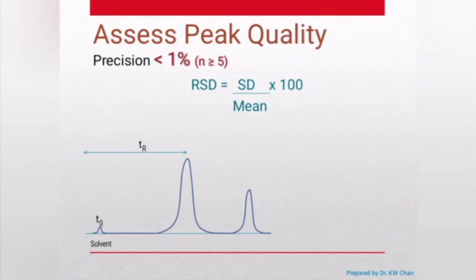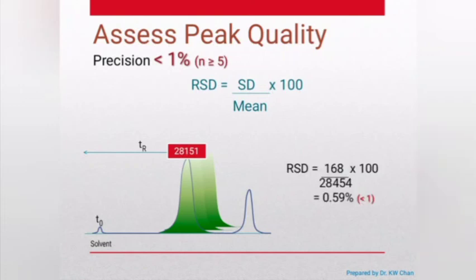Let's say we are interested in using the peak area for data processing. Then, we have to gather at least 5 readings for the peak areas. Using the formula, we got the value for precision as 0.59%, and it is less than 1. This means the readings are very consistent for accurate quantification.